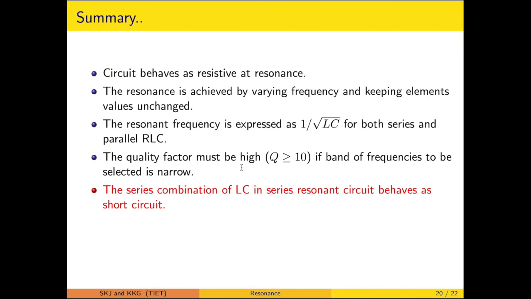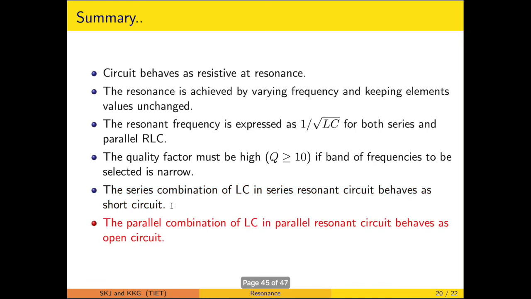The series combination of LC in the series resonant circuit behaves as a short circuit. Short circuit means that the voltage across the LC combination will be 0. It is not suggesting that the voltage across the inductor is 0 or the voltage across the capacitor is 0. Because the voltages are of opposite nature, the effective summation comes out to be 0.